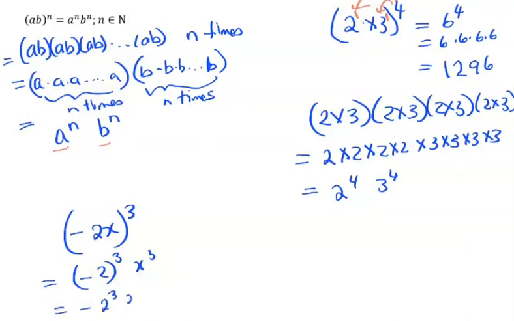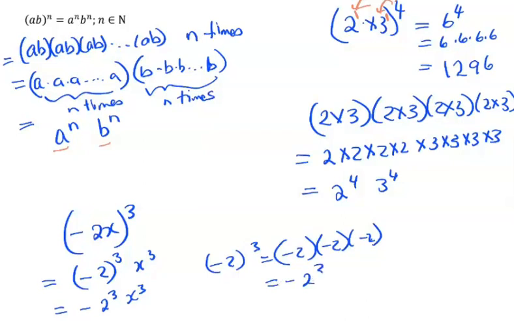because here we have 3 minuses, the minus 2 to the 3 is the same as minus 2 times minus 2 times minus 2, which gives us 3 minuses and a 2 to 3. Good, so that is this rule. So let us look at the next rule.